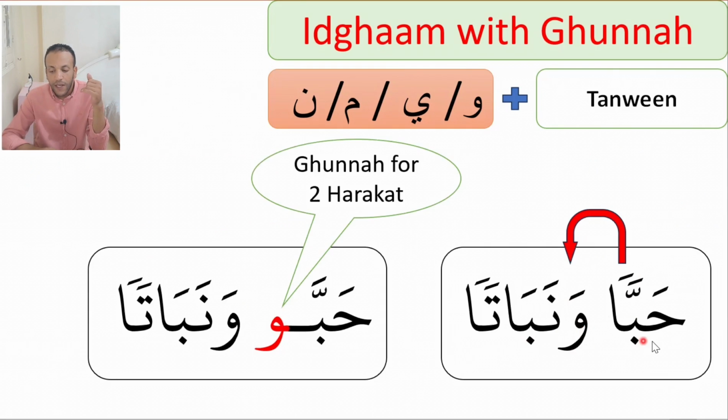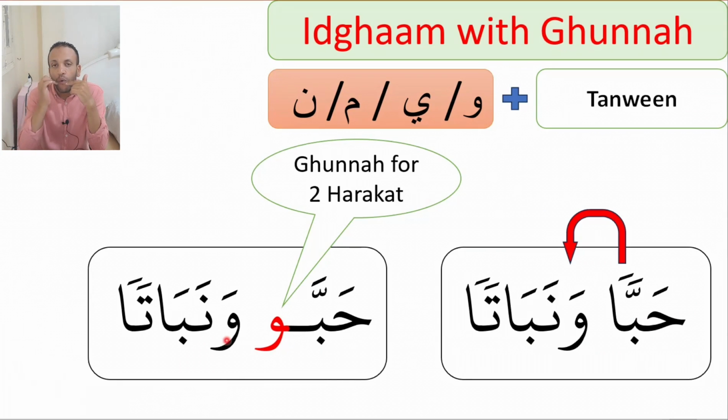So don't say habban wa nabata. No, sorry, I did the correct pronunciation. Don't say habban wa nabata, with this N, we don't need it. But you need to say habban wa nabata, habban wa nabata.